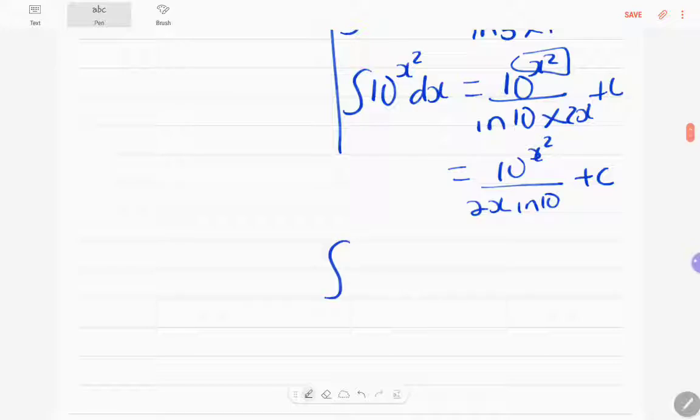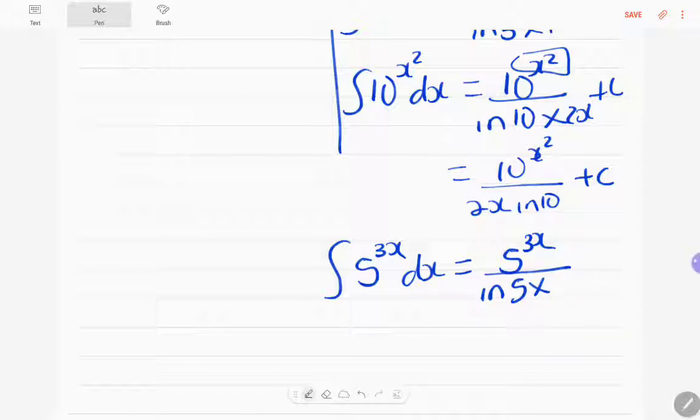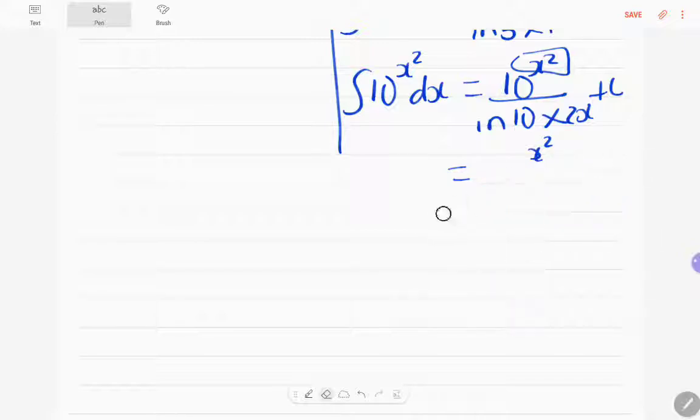Another example, if we have 5 to the power 3x dx, we can just copy whatever we have, which is 5 to the 3x, divided by ln base. What is our base? Our base is 5. We multiply by the derivative, which is 3, plus c. So this is our answer. This is how we do it. This is for rule 3.